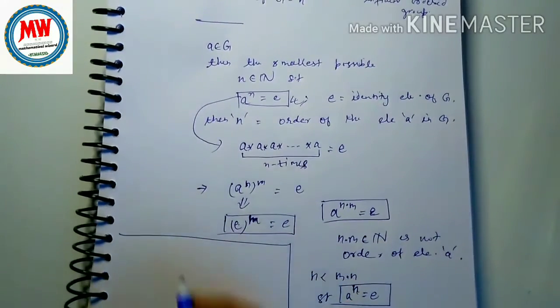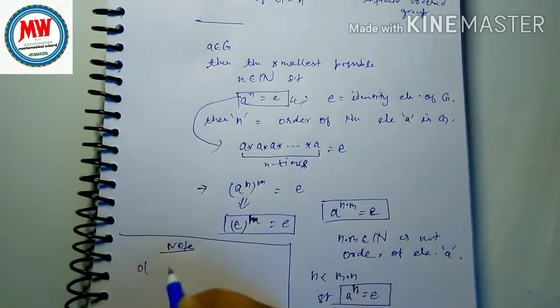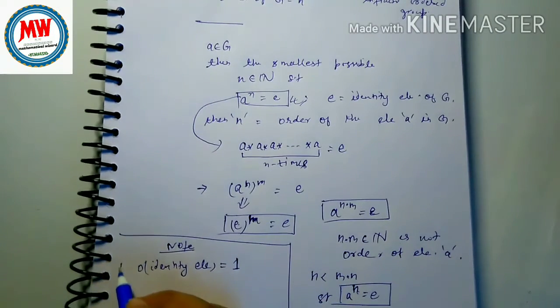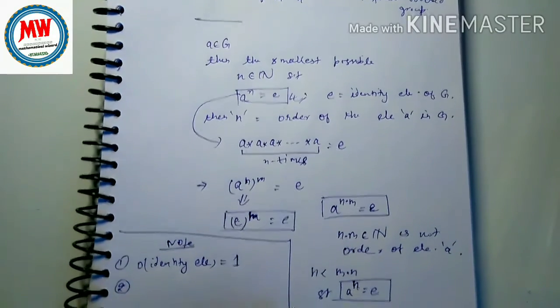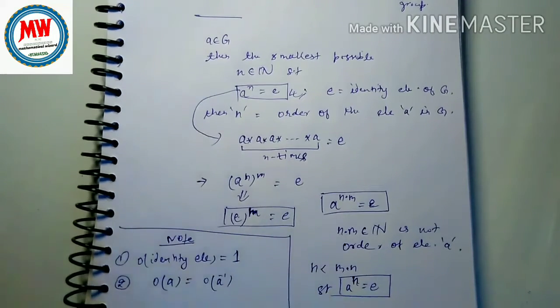We can note here also that order of the identity element is always 1. And note number 2, order of any element is equal to order of the inverse of that element. That means order of A is equal to order of A inverse. So these are the two notes we should remember.